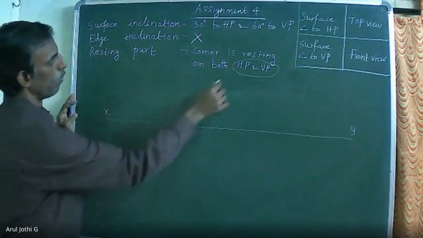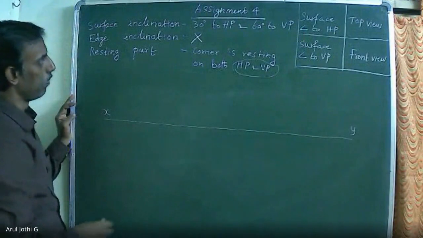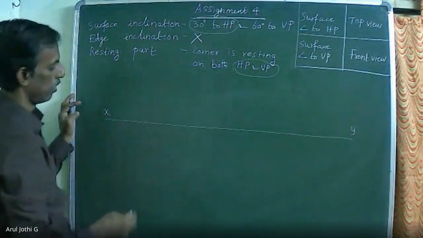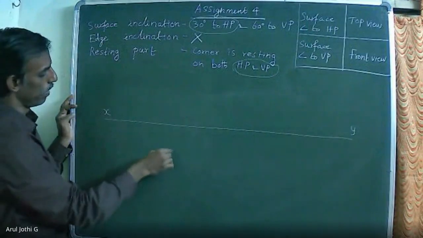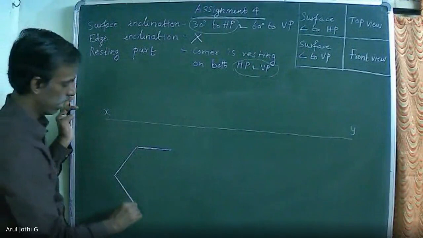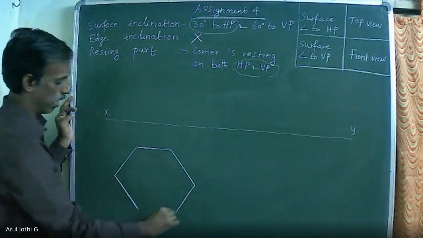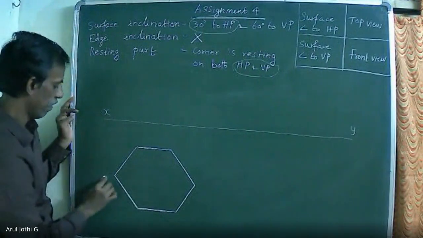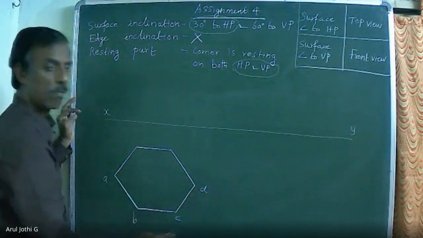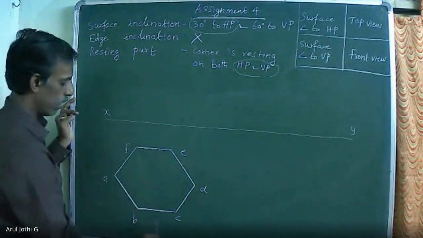So one of the corner points lies on both HP and VP. Now assume that the plane is inclined 30 degree to HP. So I am going to start with the top view. Draw the front view.